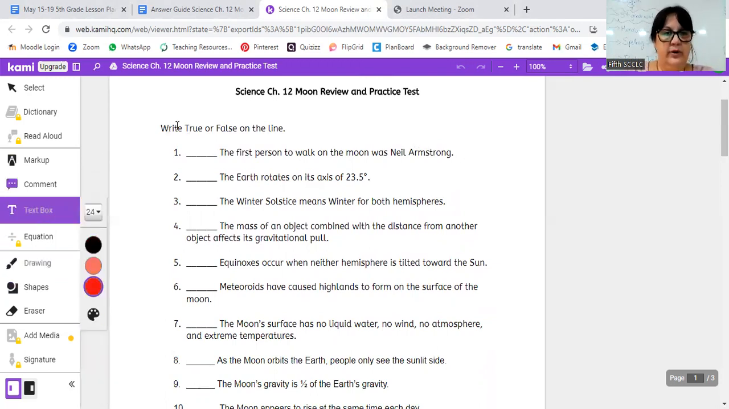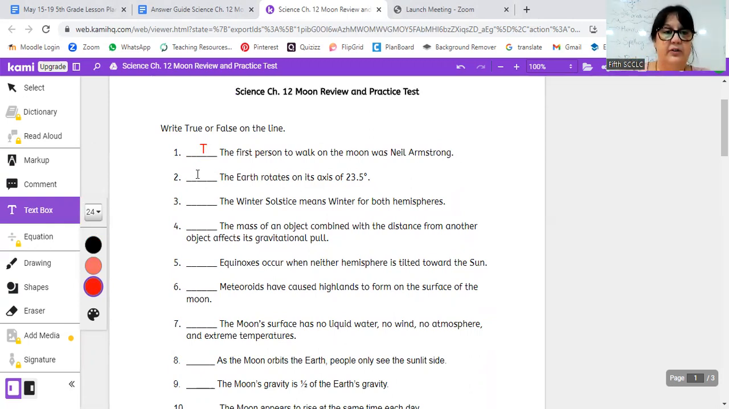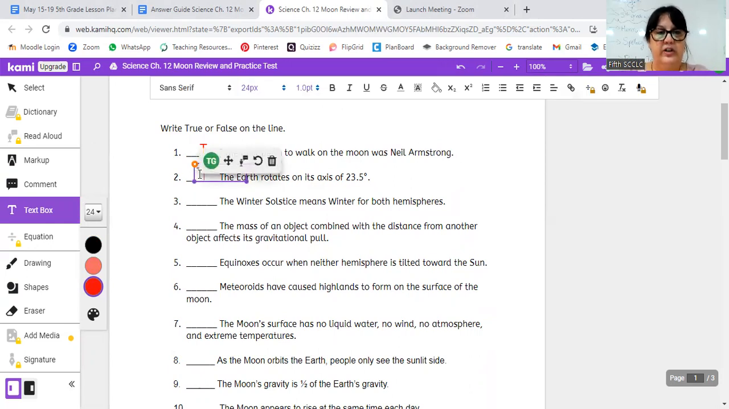Number one, true or false? True. You can write T. Good. The first person to walk on the moon was Neil Armstrong. True. Okay, number two, Marcos. The Earth rotates on its axis of 23.5 degrees. True or false? True. Everybody's going to put a T for true.